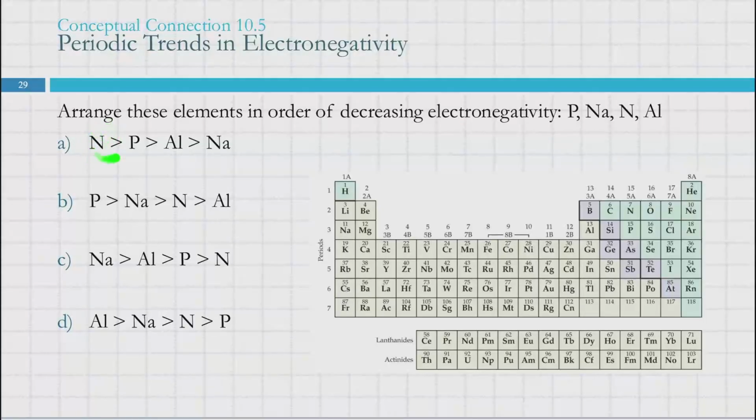So we've got nitrogen, phosphorus, aluminum, sodium. Let's see where we find all of these things. We'll get them here in red. N, P, Al, Na. We want to go in order of decreasing electronegativity, so starting with our highest electronegativity value. Which of these four is going to have the highest electronegativity value?